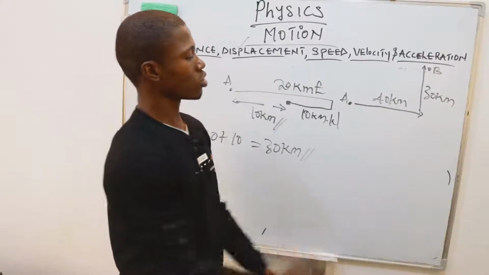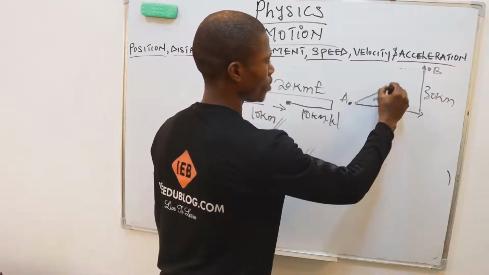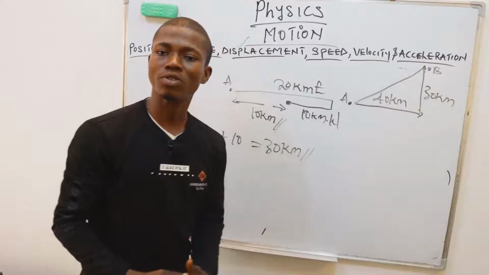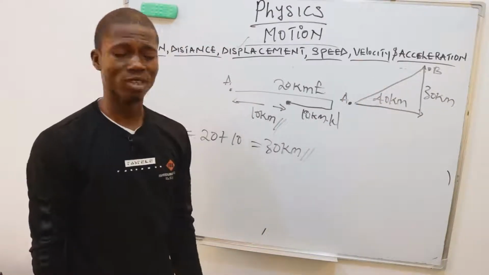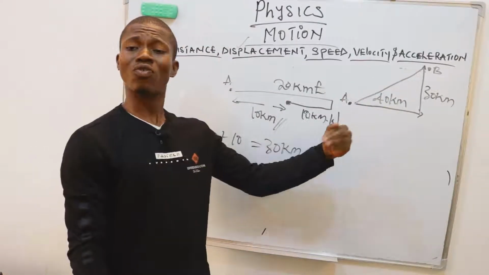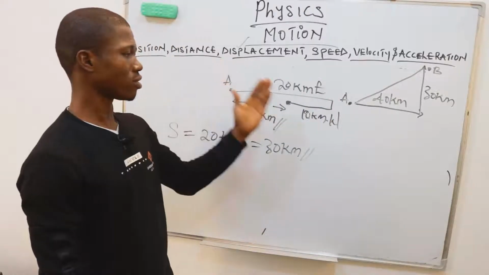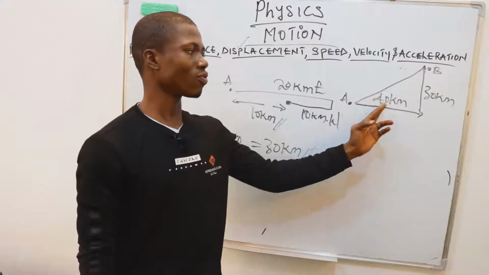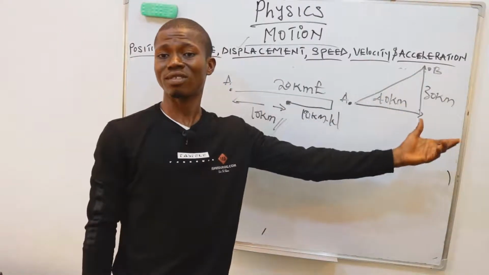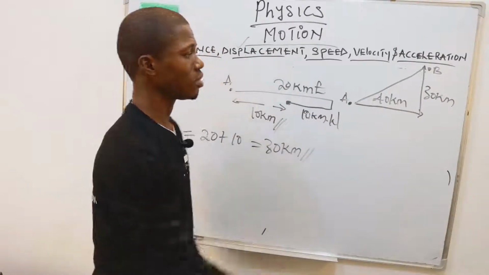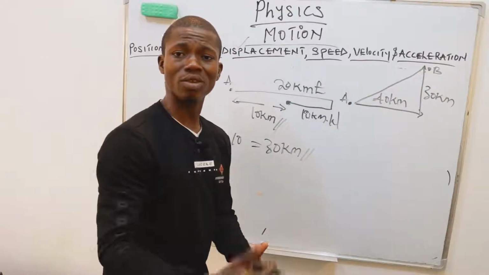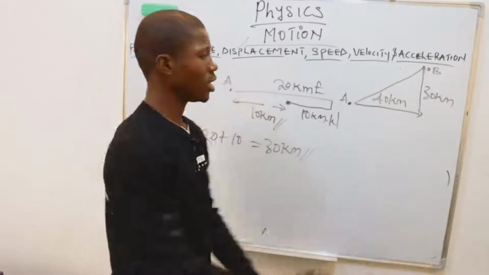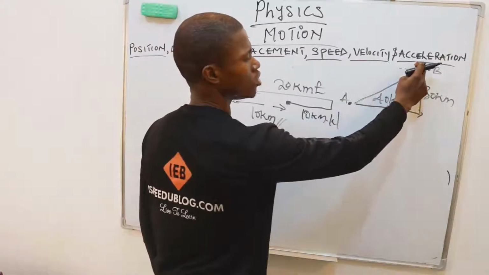All you have to do is complete this line from here to here and use Pythagoras' theorem to get our displacement. Although if you are asked to find the distance, the distance is just 40 plus 30, which will give you 70. But when you're asked to find the displacement, that is the nearest point at which you can locate that man. And the nearest point is from here to this point B.